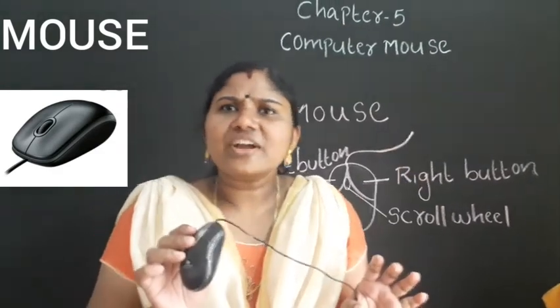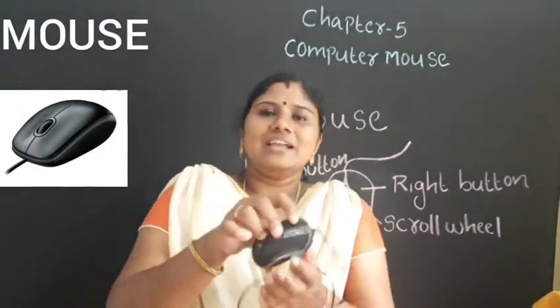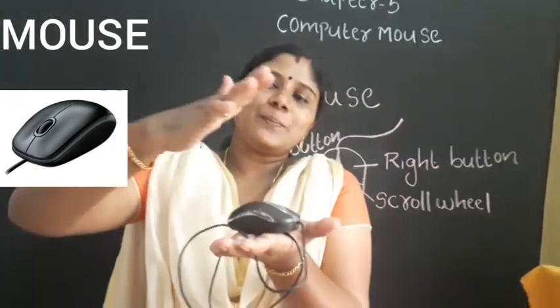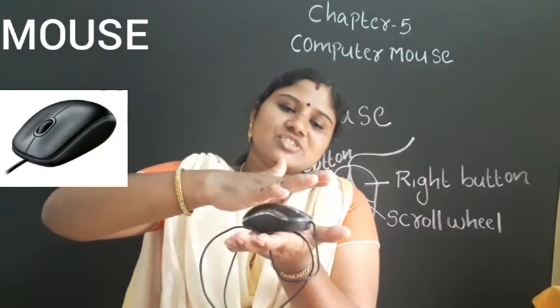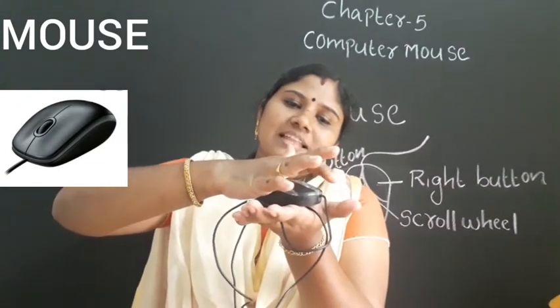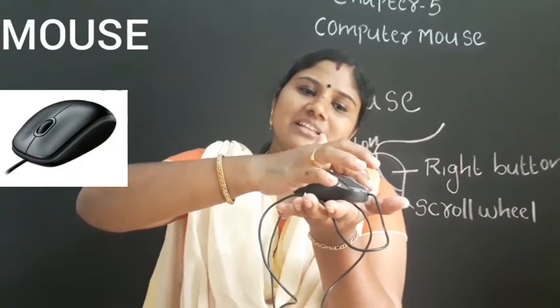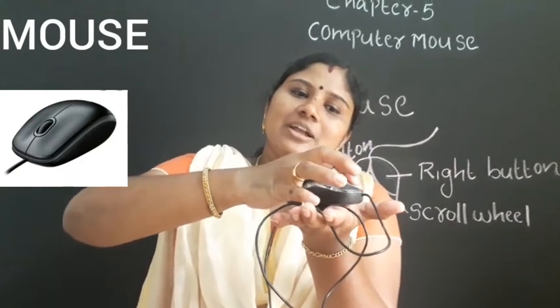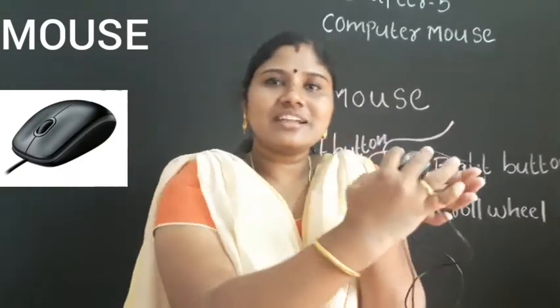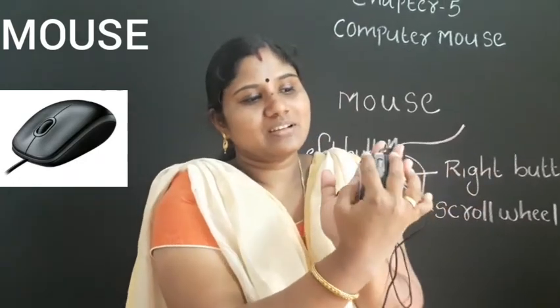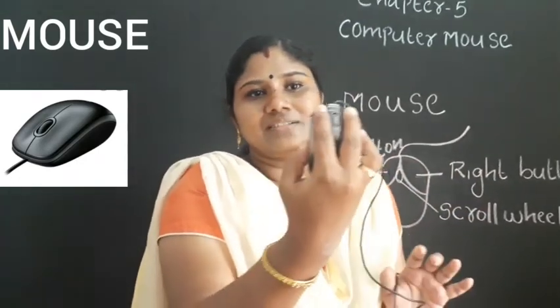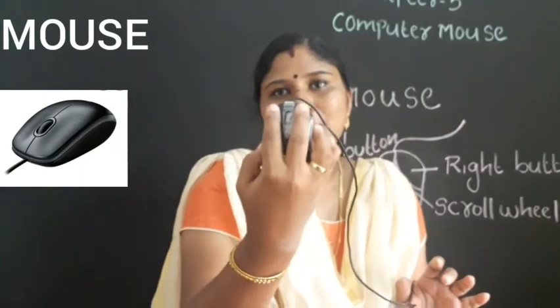Okay. How do we hold the mouse? Okay. Look here. Our palm is placed just above the mouse. Then the index finger is placed on the left button. Then the middle finger is placed on the right button. Okay. This is the method by which we hold the mouse.